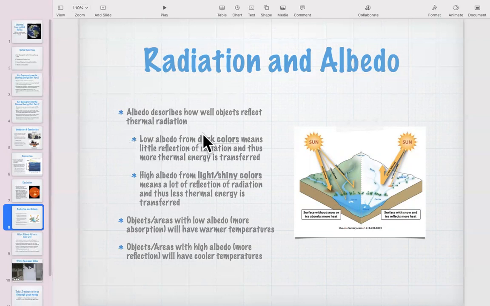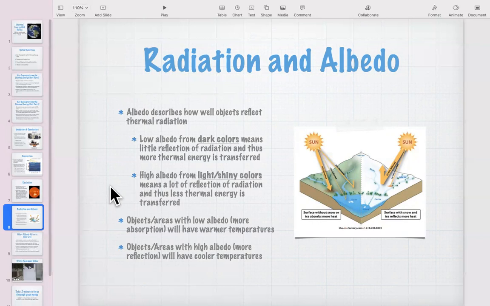Low albedo from dark colors means little reflection of radiation and thus more thermal energy is transferred. So for example, if the sun shines on this side of the mountain where it's all darker colors, such as the grass and the dirt and the trees, it will absorb that energy rather quickly because it's not reflecting it away. It has a low albedo. If it has a high albedo, that means that it's going to be very reflective.